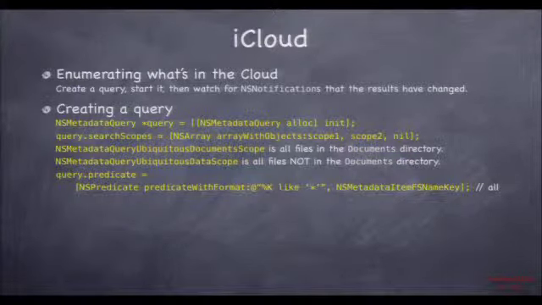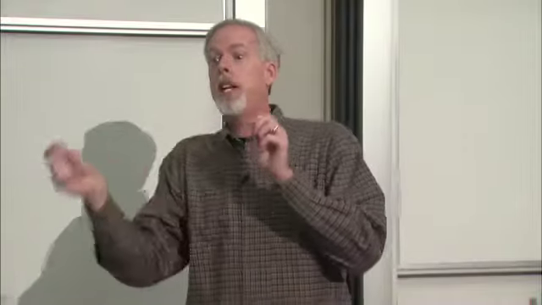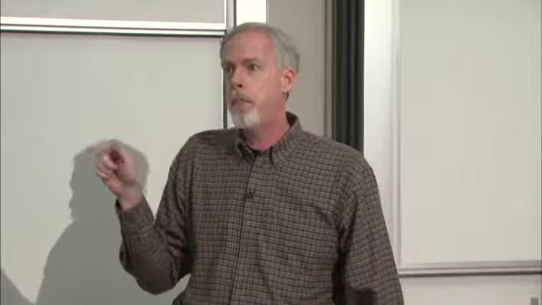So here's a classic predicate that we use. This is %K like star. Now %K, I don't know if some of you have run across this doing your final projects with Core Data. %K is kind of like %@, except the thing it matches has to be a key in the database you're looking into. And again, the database we're looking into is the file system here. So you can see that it matches up against NSMetadataItemFSNameKey, okay, FS name key.